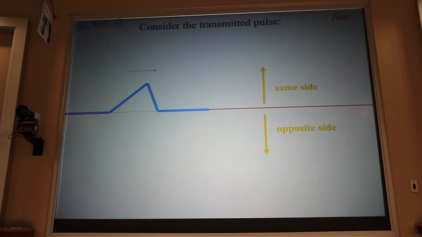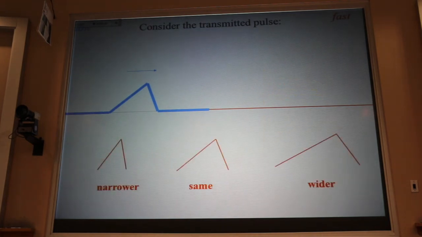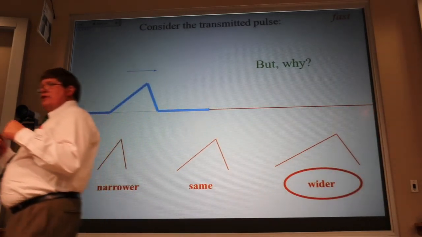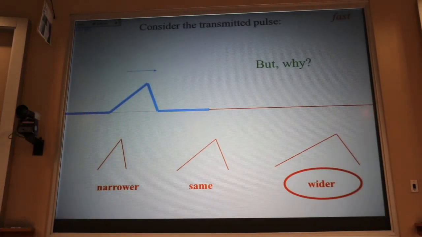Now, what about the width? Is it going to be the same width as the original pulse, or wider or narrower? Wider. The question is, why? Now, the second page of that tutorial dealt with the why. You represented a pulse by two pulses. One pulse that was at the beginning of the original pulse, one that was at the end. And you figured out why it had to stretch.